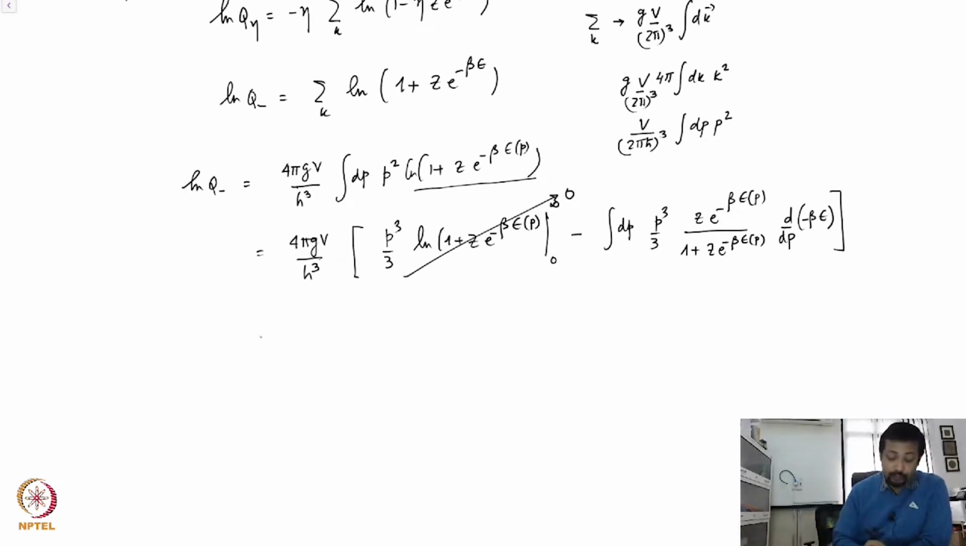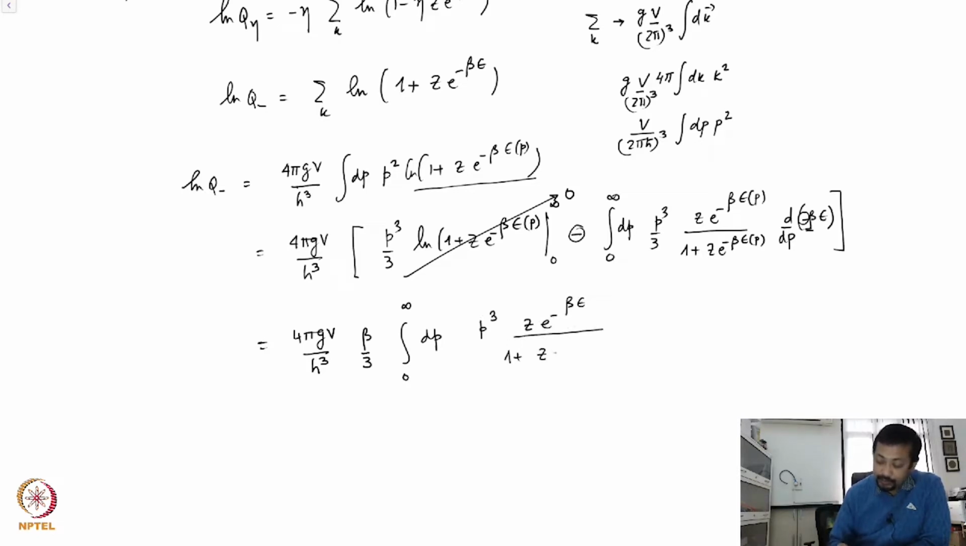The boundary term, as you well know by now, is going to be 0, so I am left with 4 pi g_v over h cube. The beta factor comes outside, and this minus gives you a plus, so you have beta over 3, and then I have integral from 0 to infinity dp p cube z e to the power minus beta epsilon over 1 plus z e to the power minus beta epsilon. It's understood that epsilon depends on p, the momentum, times d epsilon dp.